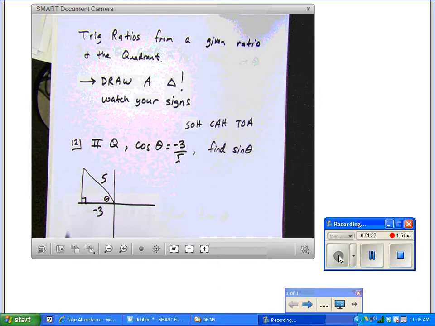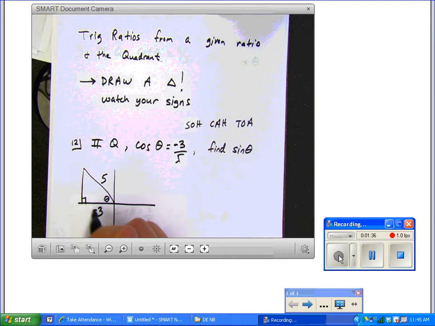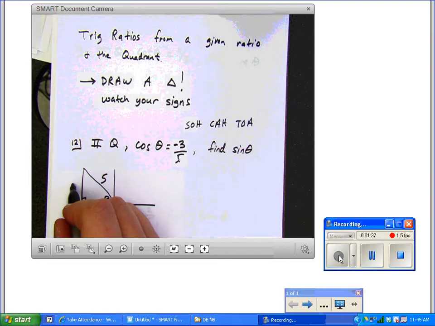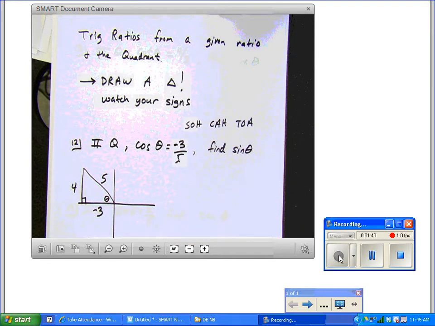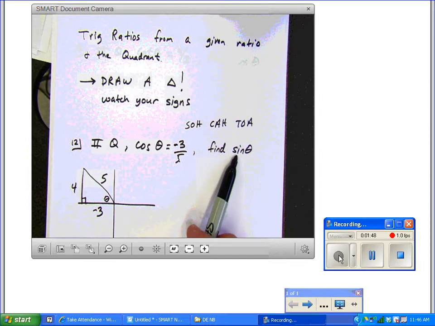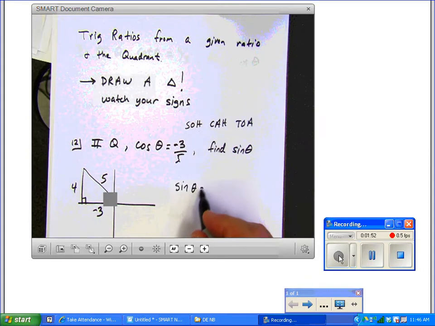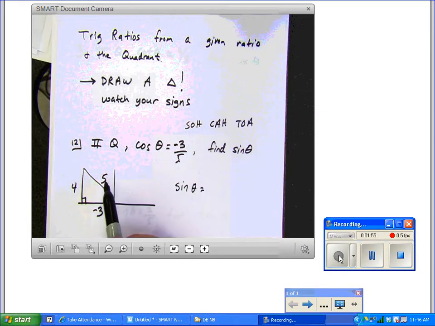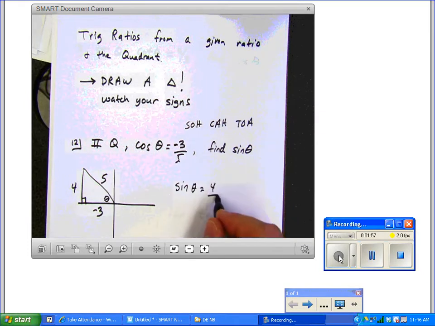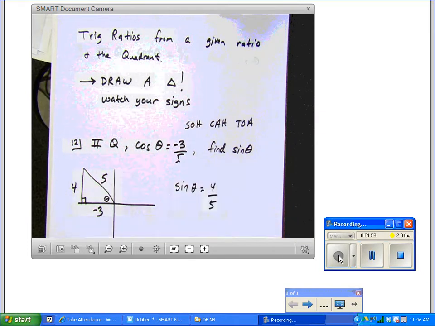Now, we could do the Pythagorean theorem here, and by the Pythagorean theorem, this is a nice triple, so this would be 4. I could just say -3 squared plus b squared equals 5 squared, and find that that would be 4. So now, let's find the sine of theta. Sine is opposite over hypotenuse. So opposite 4, and then the hypotenuse there is 5. So it's just 4/5. Now, number 13 was very similar.